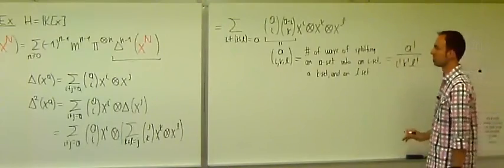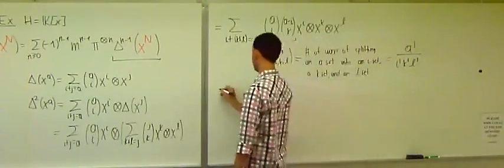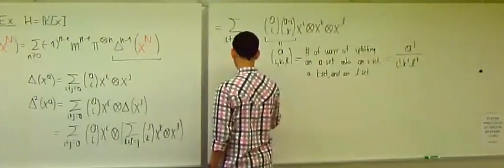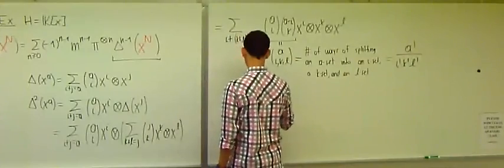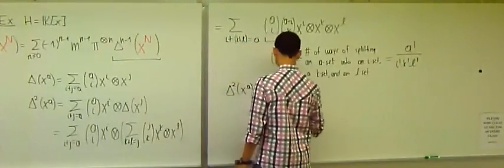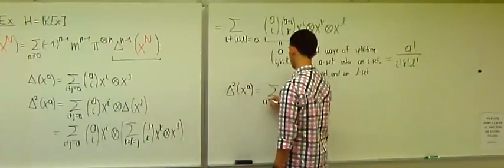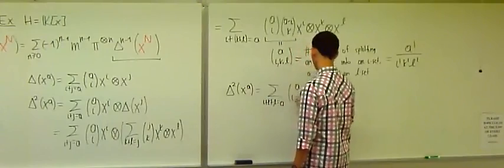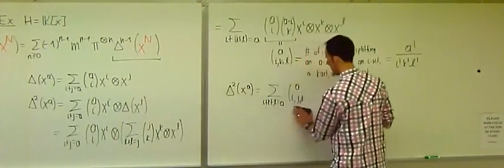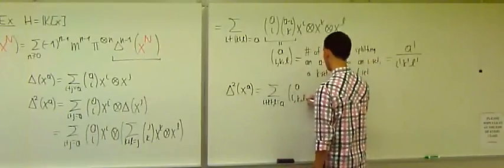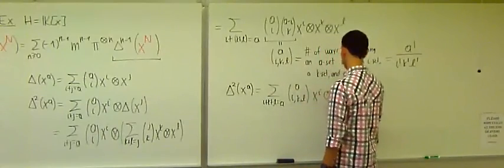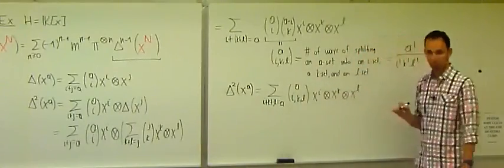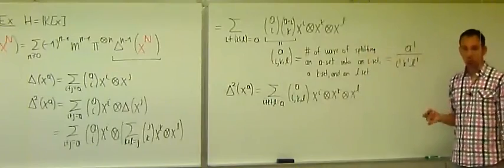And so, in summary, I get that the second coproduct of x to the a is equal to the sum over all ways of writing a as I plus k plus l, and then doing this: a choose I, K, L, x to the I tensor x to the k tensor x to the L. Okay, that's the second coproduct.